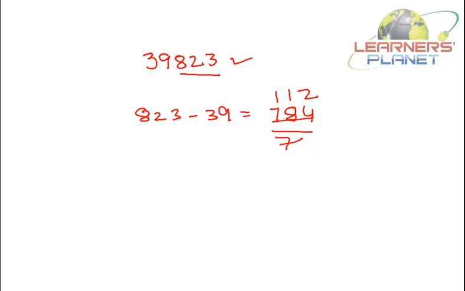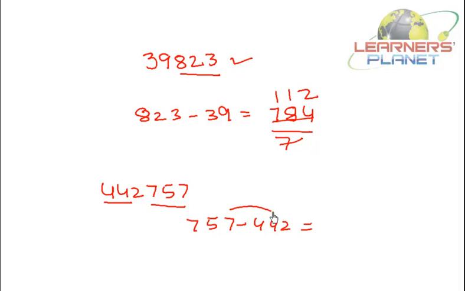Now let's take this number, 442,757. Make a group of 3, 757 and 442. Let's check. 757 minus 442. So it's 7 minus 2, it's 5. 5 minus 4 is 1 and 7 minus 4 is 3. So we are getting 315.